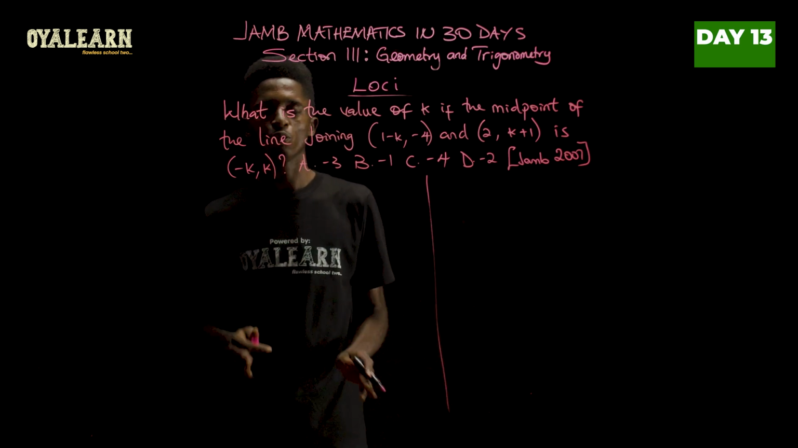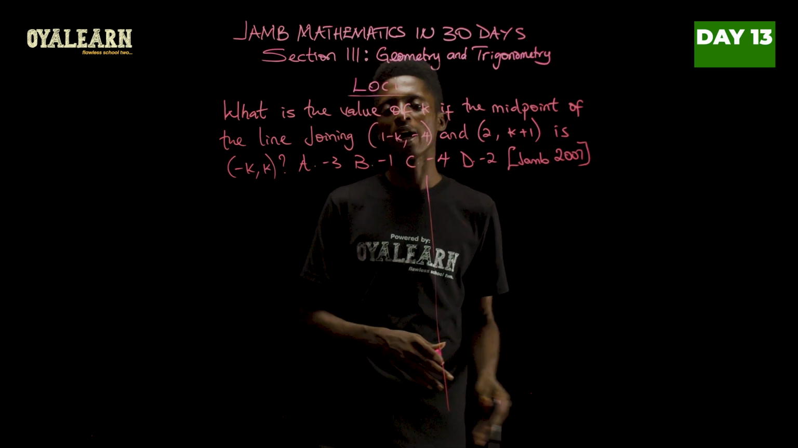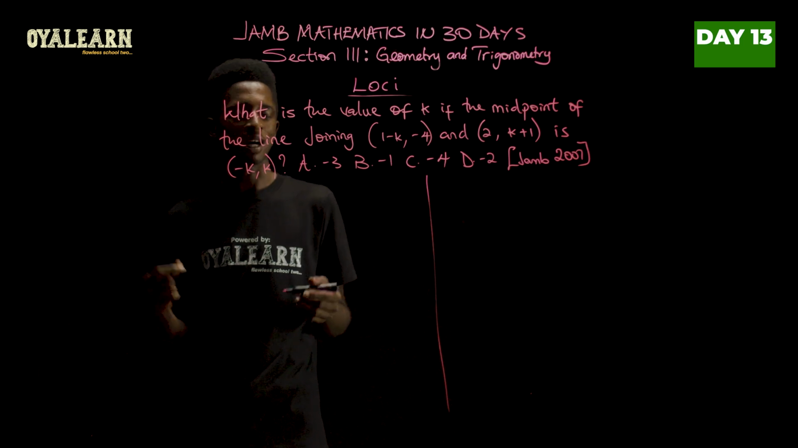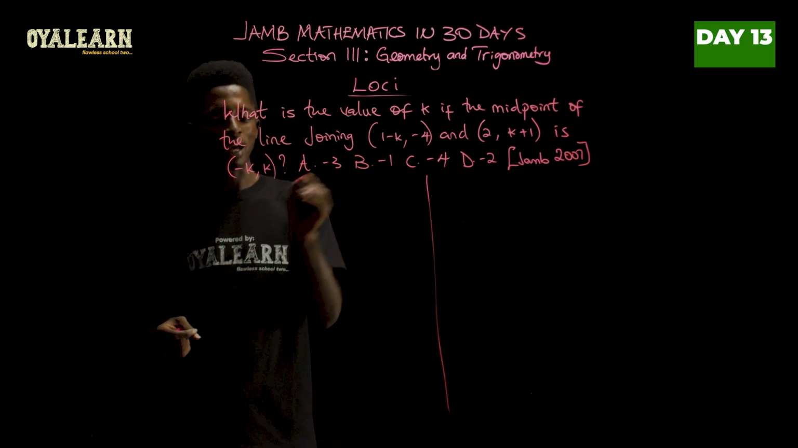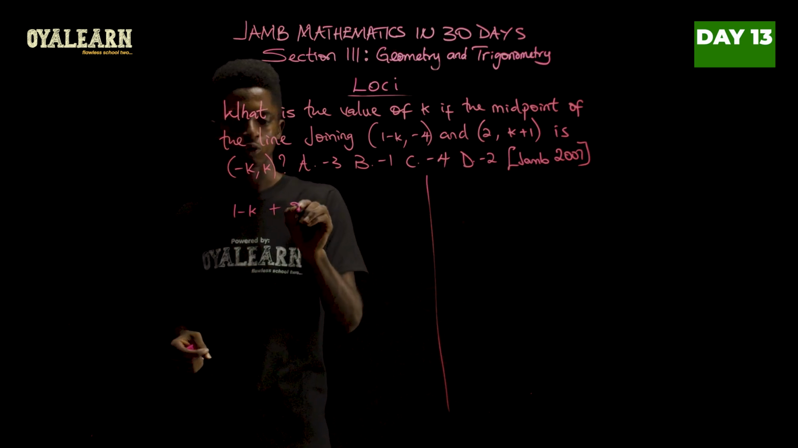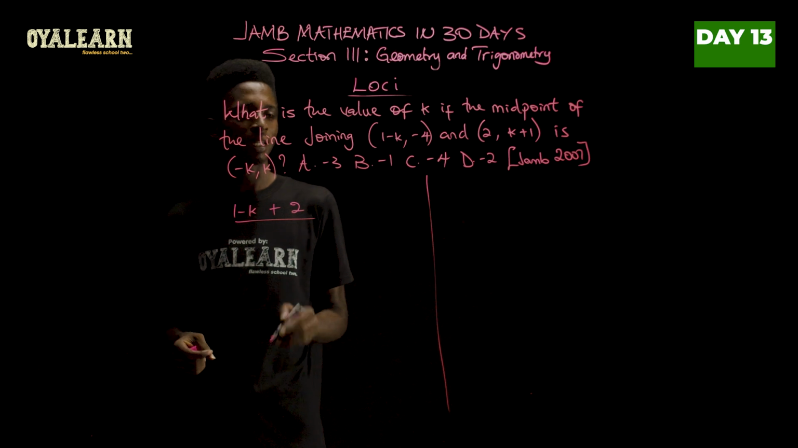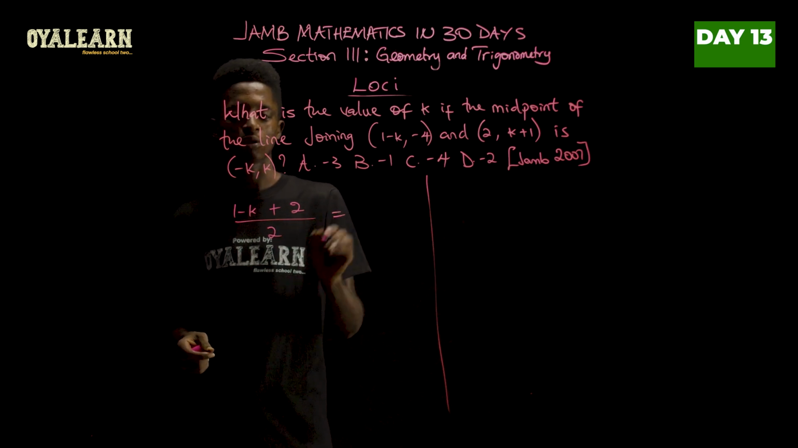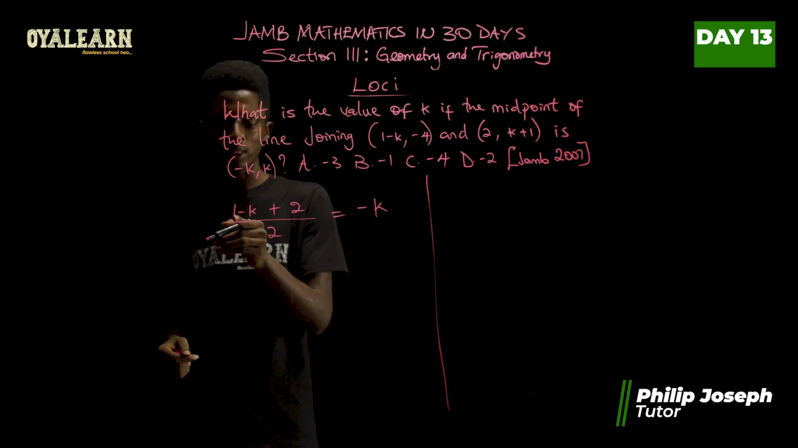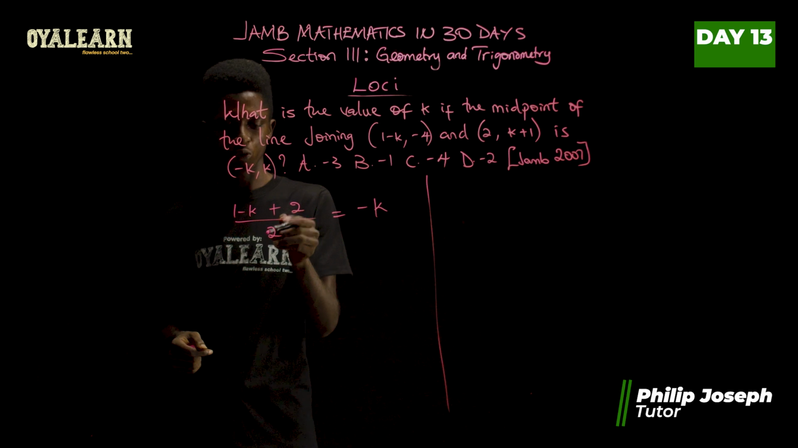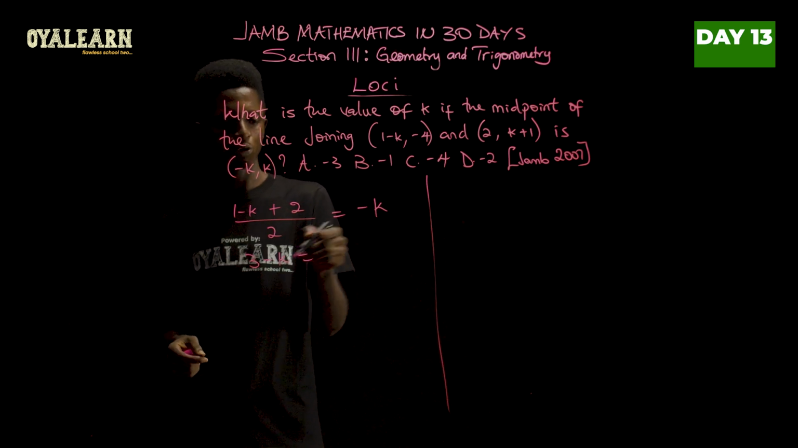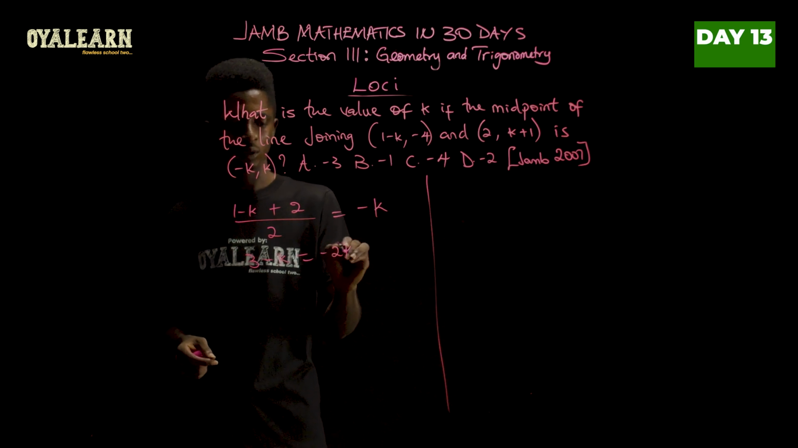So on this side, we'll do for x coordinates. On this side, we'll do for y coordinates. So working with the x coordinate, let's find the midpoint of our x coordinate. That is, we'll be having -1 minus k plus 2 all divided by 2. And this should give us minus k. So from here we see that we have -1 plus 2. That will give us 1 minus k equals, 2 coming here will be minus 2k.